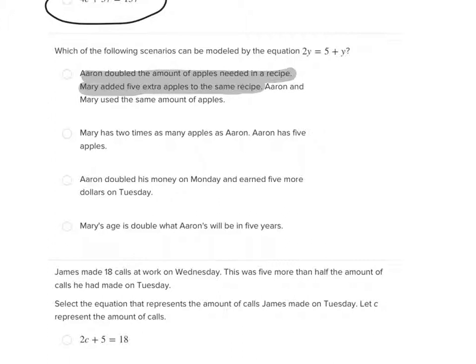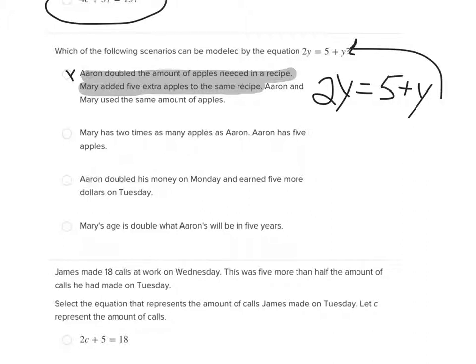Okay, so Aaron doubled the amount of apples needed in a recipe. So if Y represents how many apples you need, Aaron doubled that. Mary, who also used the same number of apples, added 5 extra apples to the same recipe. So that would be the same. Looks to me like that situation could be represented by that equation.